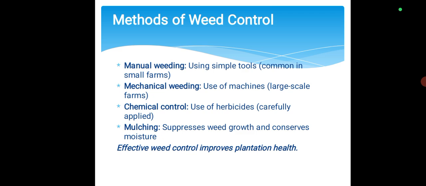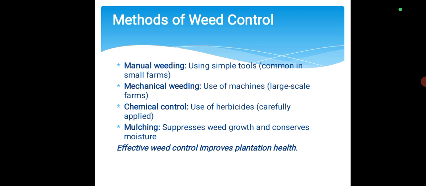Then another type of weed control is the use of chemicals, such as herbicides. Chemical control involves the use of herbicides to kill or suppress weed growth. So these herbicides are applied directly to weeds or the soil surface. But it requires strict adherence to safety guidelines, correct dosage, and even timing of application.